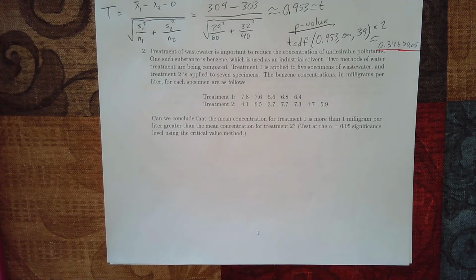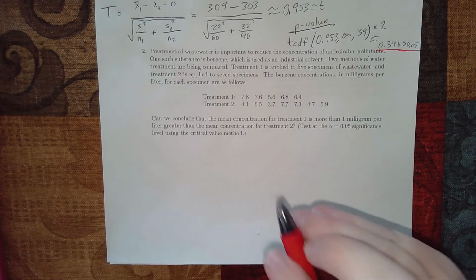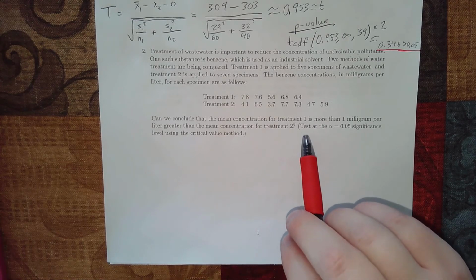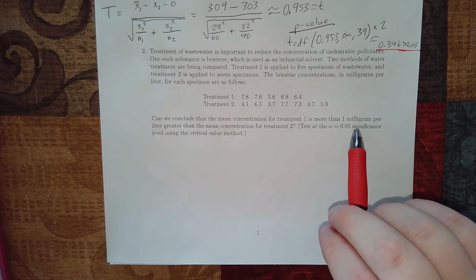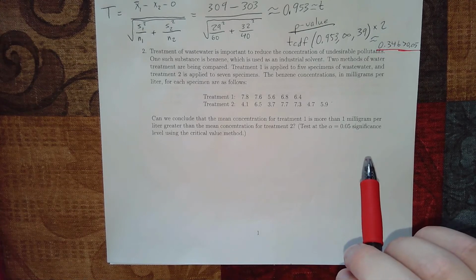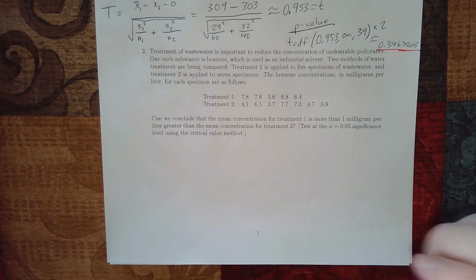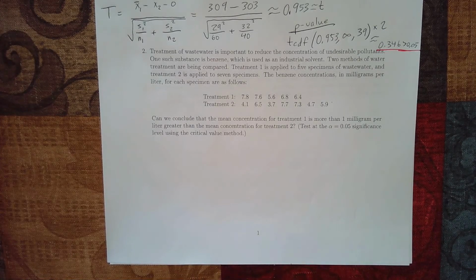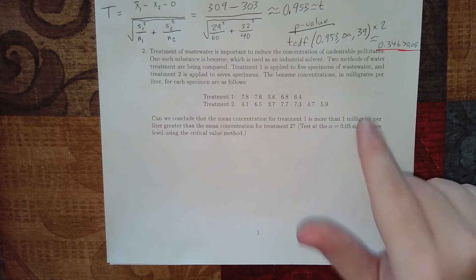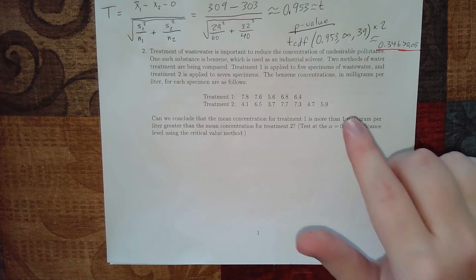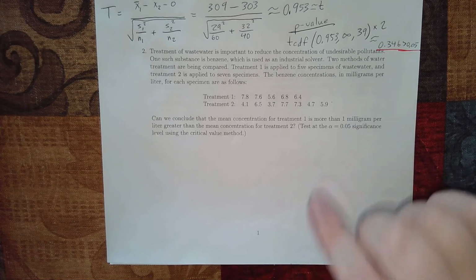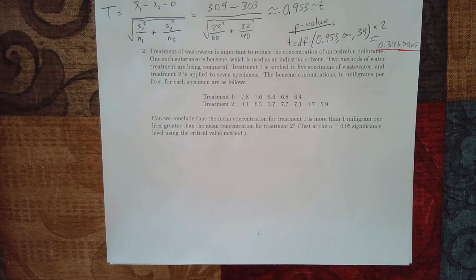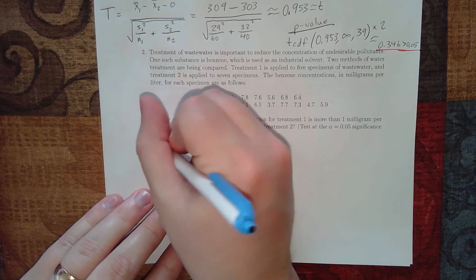We want to know if we can conclude the mean concentration for treatment 1 is more than 1 milligram per liter greater than the mean concentration of treatment 2. Now we're going to assume that these are coming from things that are normal enough so that we don't have to worry about the fact that these are such small sample sizes. If you are still having trouble with concept 1, take a moment and try to calculate the mean and standard deviation for both of these. In the meantime, I want to go ahead and give us most of the other information.